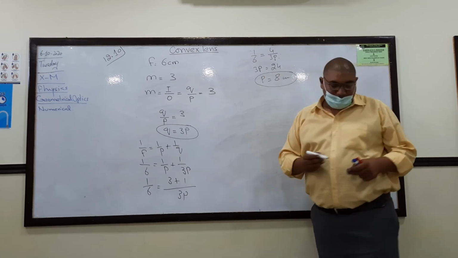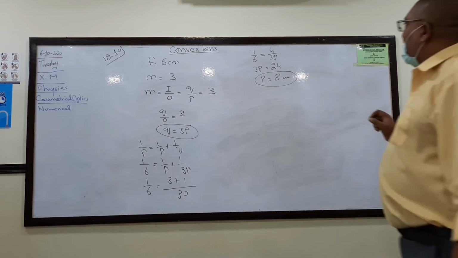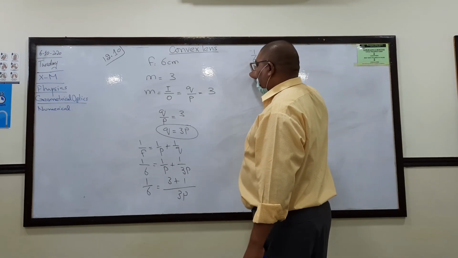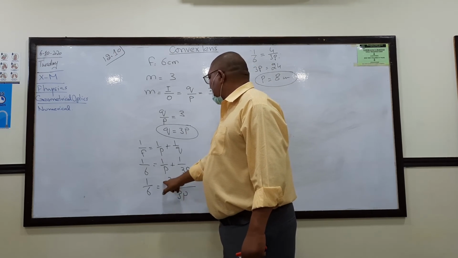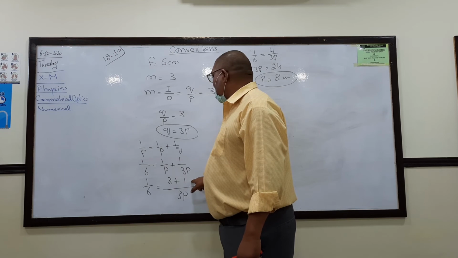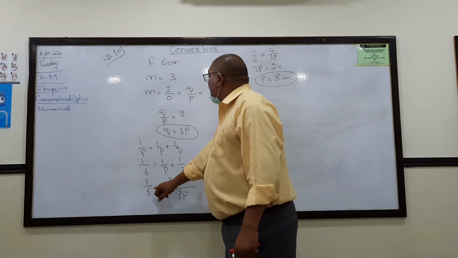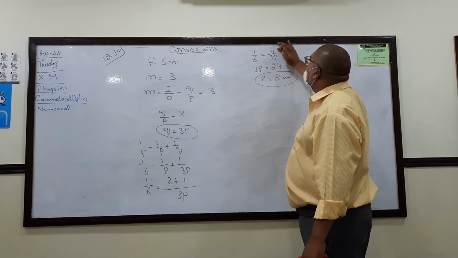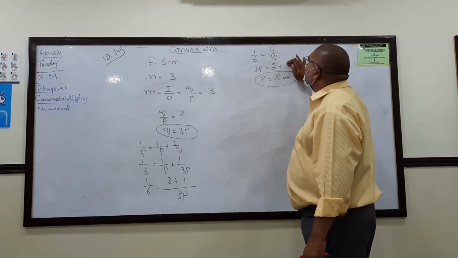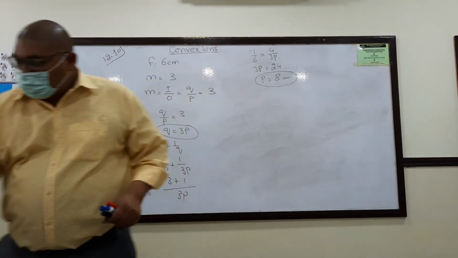Check the answer. The lens should be placed 8 centimeter. No, something went wrong. 3P, 3 plus 1. 1 by 6, 3P, 6 fours are 24. Let me see. Let me read it again.